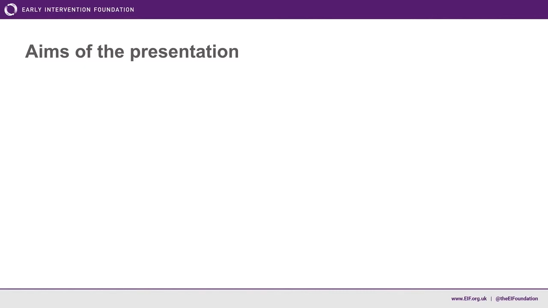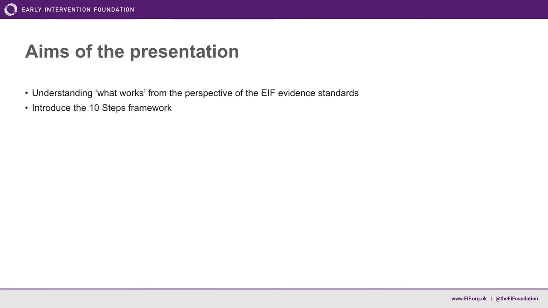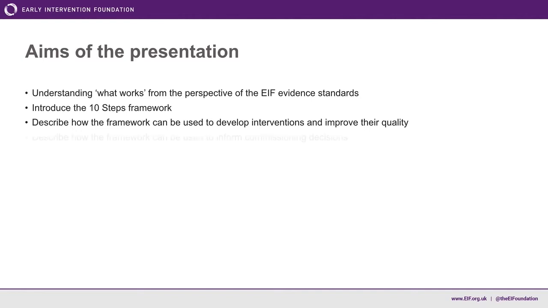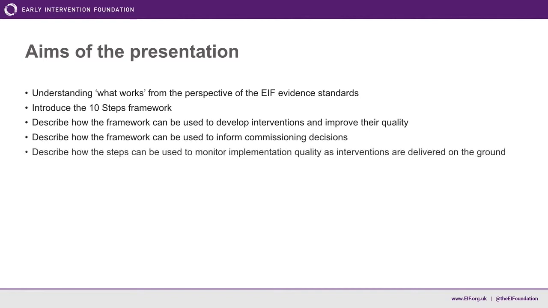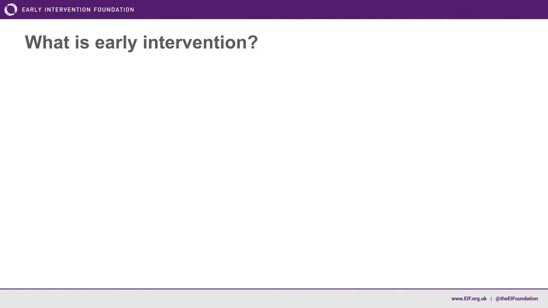I begin by explaining the EIF evidence standards and how we use them to understand whether or not an intervention works. I then provide a brief explanation of our 10 Steps framework, describing how it can be used to develop and improve the effectiveness of interventions, how it might be used to inform commissioning decisions, and how it can be used to monitor the quality of implementation as interventions are delivered on the ground.